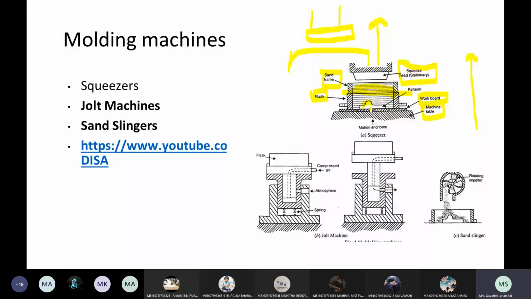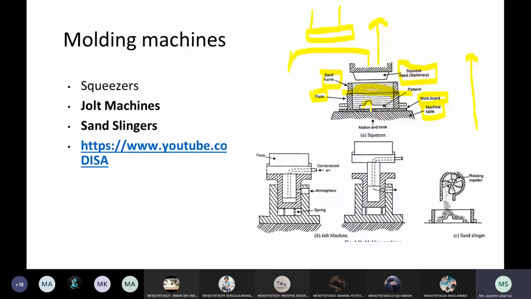So instead of ramming it with a hand rammer, you are using equipment which will be squeezing continuously with a stationary head and a movable machine table. So this you call a squeezer, right? Is it clear?